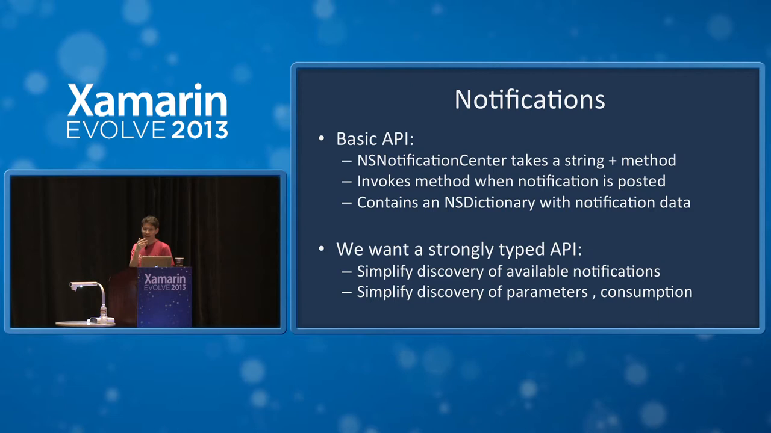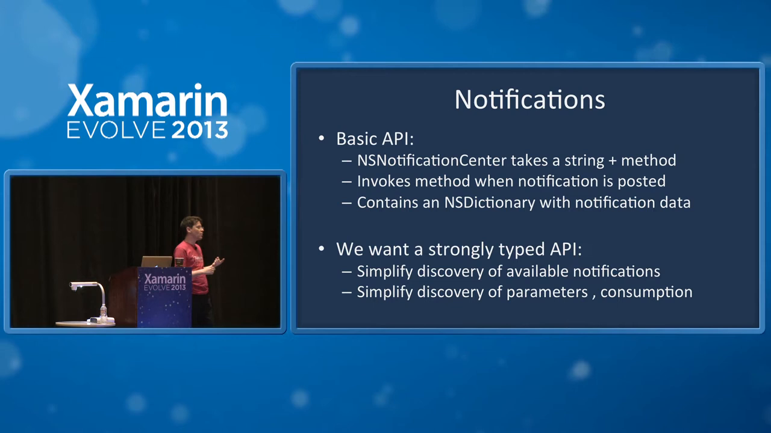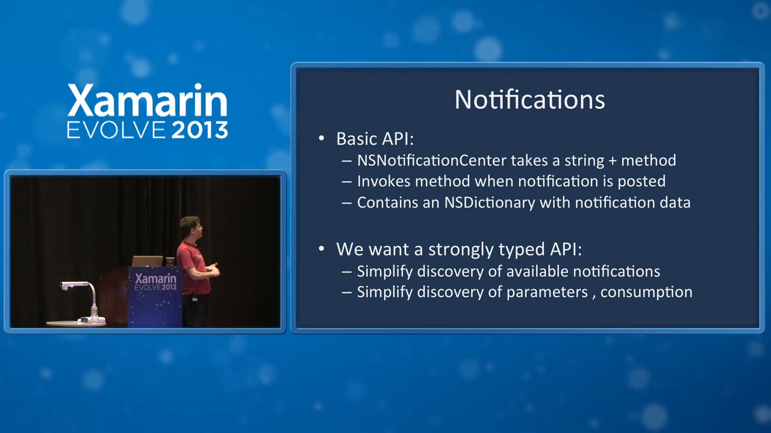So again, a big point of this is to improve the quality of the binding for your users. You want to make it simpler for your users to actually find the notification. You don't want them to have to go to the documentation to find the name of the notification. You don't want them to have to look up the keys and values for the dictionaries that are passed. And you don't want them to have to look up what the payload values are.